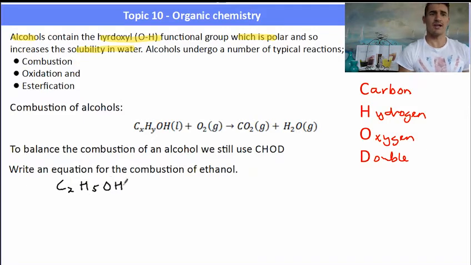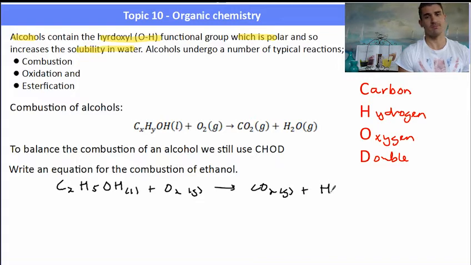So if we needed to write an equation for the complete combustion of ethanol, we would have ethanol as a liquid, that's its standard state, plus oxygen gas goes to carbon dioxide and water. Now, depending upon the conditions, the water could either be a liquid or a gas. If it's under standard conditions, it will be a liquid. If it's at different conditions, it could well be a gas. So liquid or gas would be acceptable here.